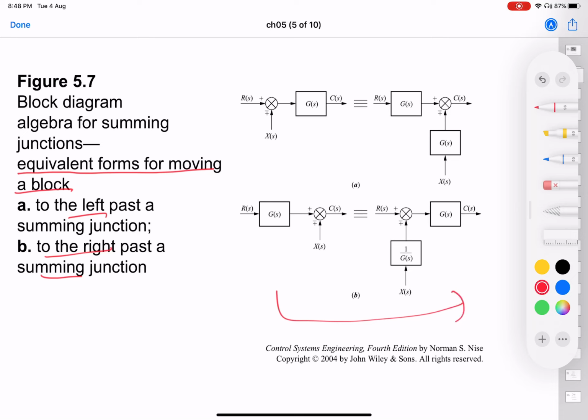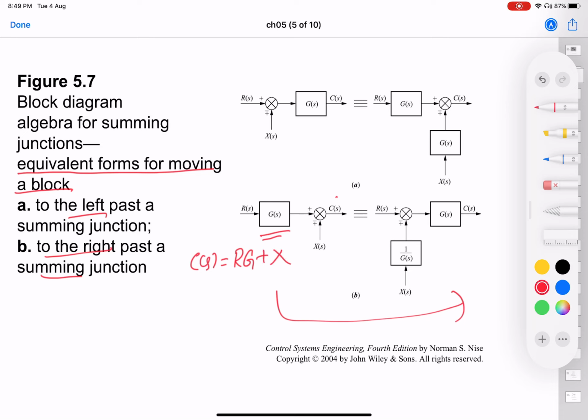So the summing junction is already to the right of the block, and you want to move it to the left. What you do is you divide it by GS, because here your CS, again, if you write it down, is going to be RG. If I drop the subscript S for brevity, it is going to be RG plus X.